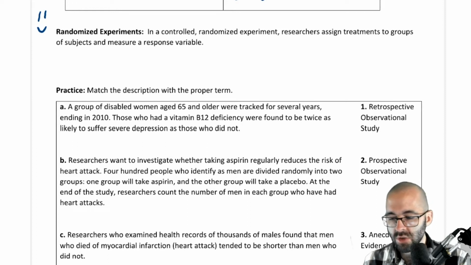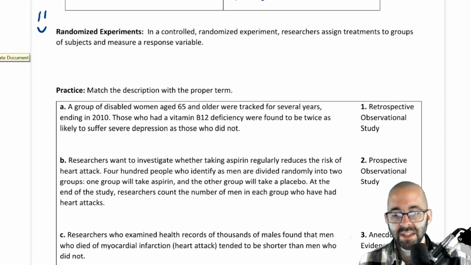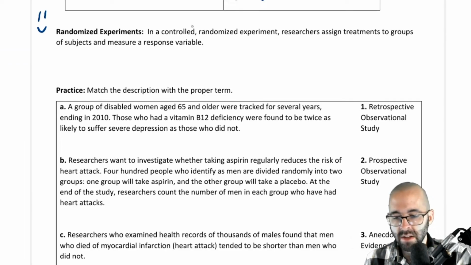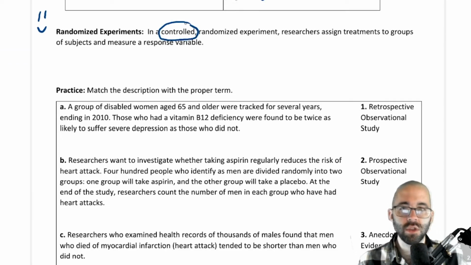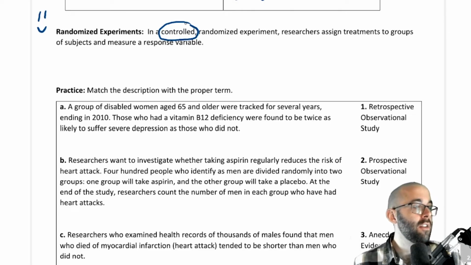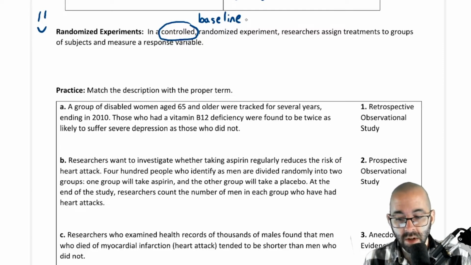Because these are controlled environments. They're randomized as well. And researchers are going to assign treatments to groups of subjects and measure a response variable. So the main thing right here is a control. Control has to do with, it's like a baseline. A lot of times there is a control group, and it's just essentially something to compare against.